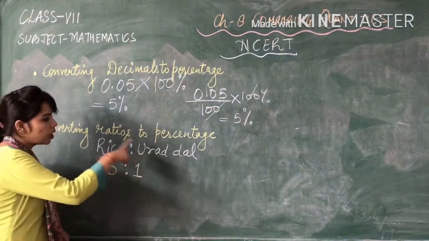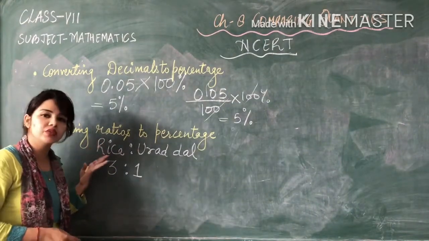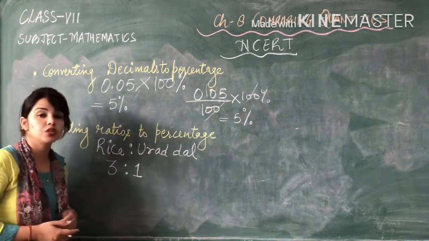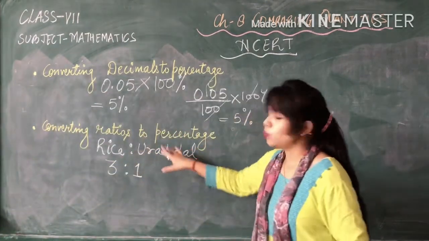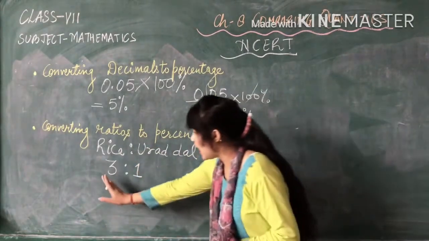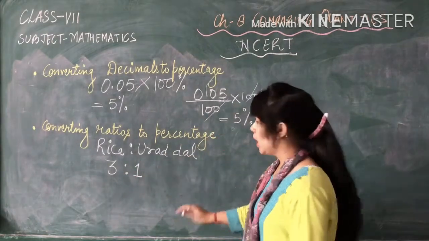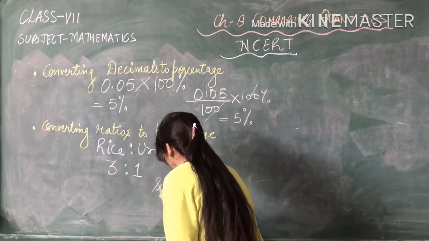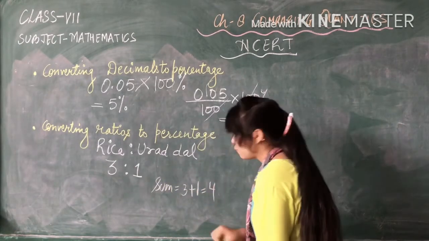Now, if I have to convert this into percentage, if I say how much percentage of rice will be there in that mixture and how much percentage of urad dal will be there, then what do I do? I have to convert this ratio into percentage. For this, first of all, add these ratios. Just find the total sum. The total sum here is 3 plus 1, that is 4.